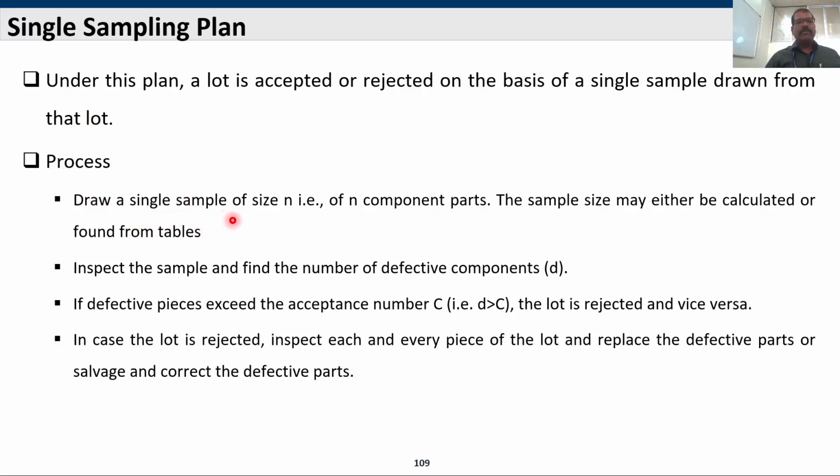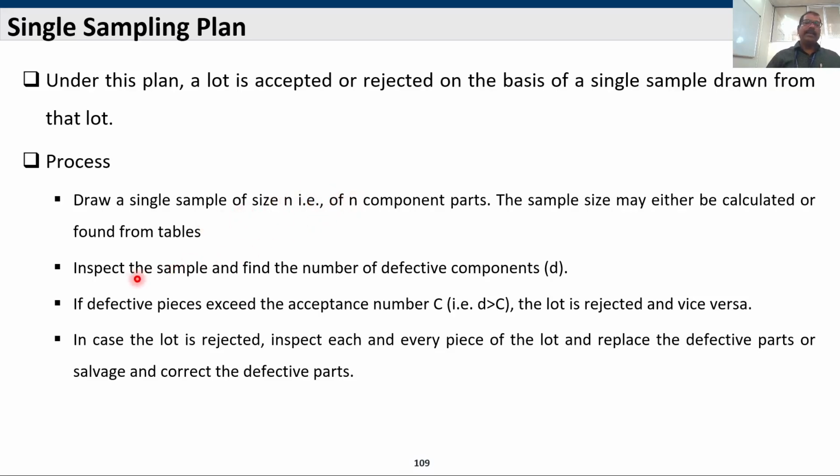Draw a single sample of size n, that is n components or parts. The sample size may either be calculated or found from the table. How to set this n? By experience in the industry, they will be setting some values out of this batch, like 1,000 components. We have to take 10 percent or 5 percent, like that. They will be setting it, or some statistical table or factor table is there. From that, they are able to set that sample size. They take and inspect and find whether it's accepted or rejected.